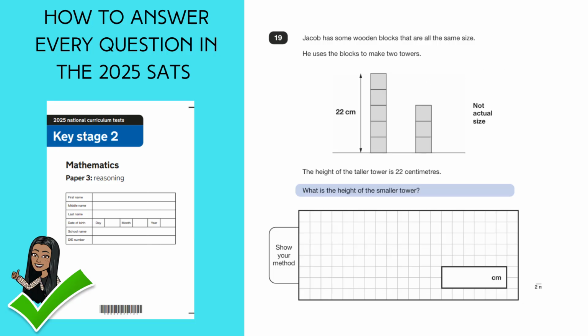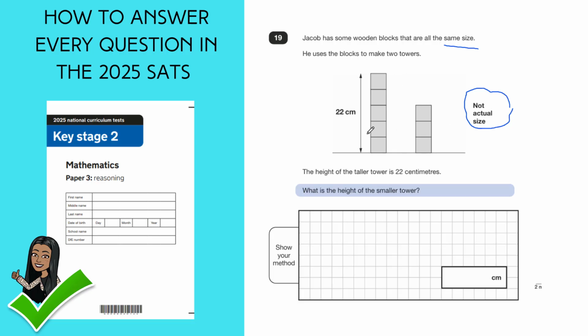Question 19. This question is worth 2 marks. Jacob has some wooden blocks that are all the same size. He uses the blocks to make 2 towers. They're all the same size, so we know that we can divide these equally. Not actual size, so do not try and measure it with a ruler. The height of the taller tower is 22 centimetres. What is the height of the smaller tower?